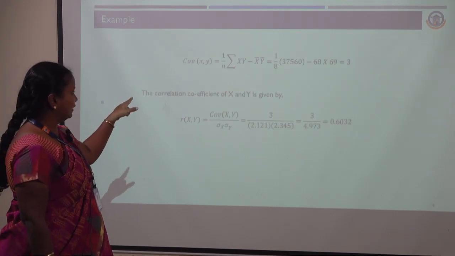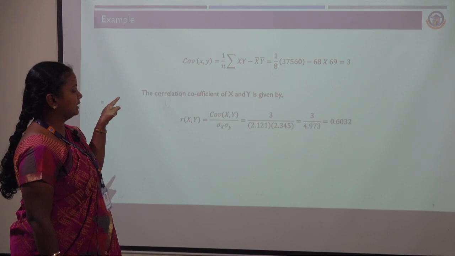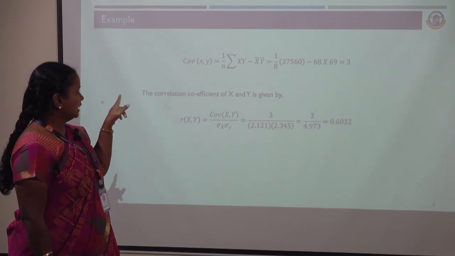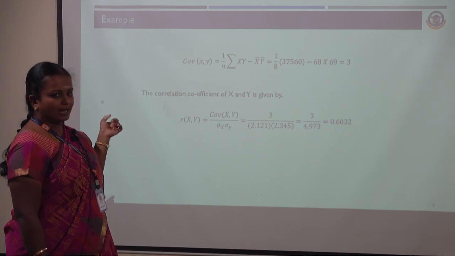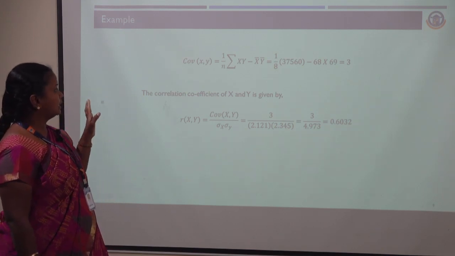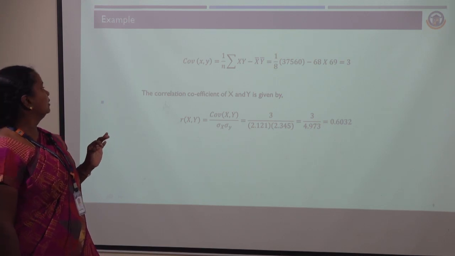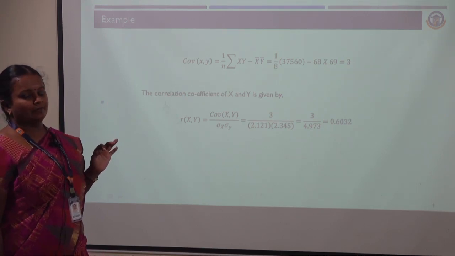Covariance of x comma y formula is summation xy by n minus x bar y bar. Summation xy we already calculated; adding all those values we get 37560 divided by 8, minus x bar and y bar. We get the covariance of x comma y value as 3.